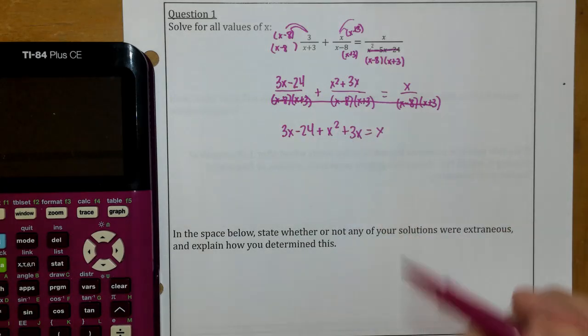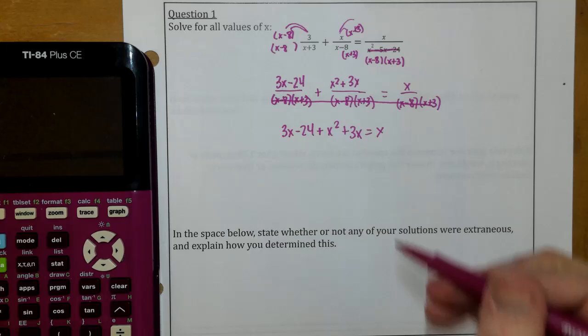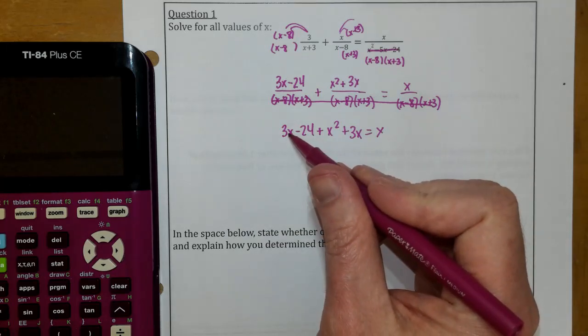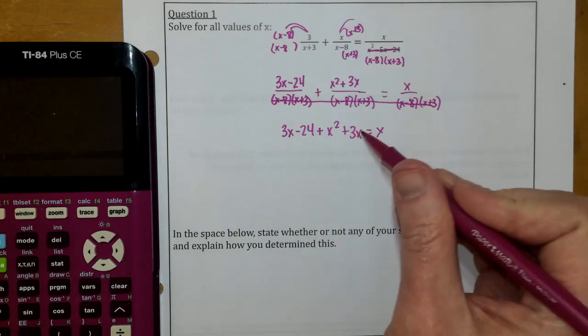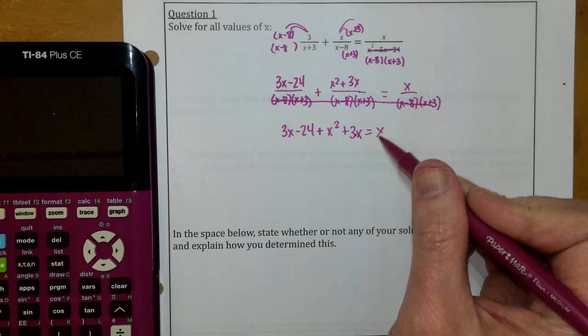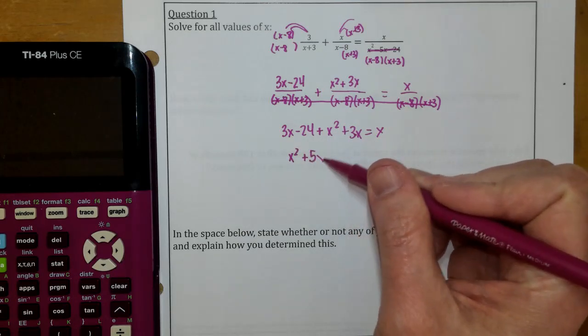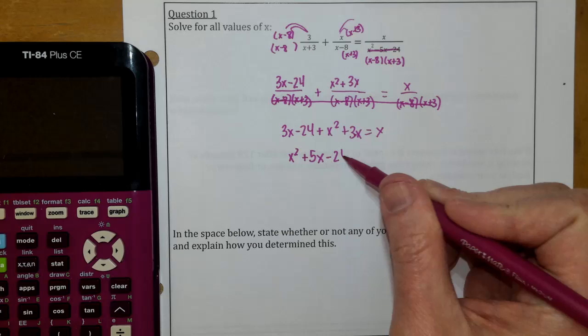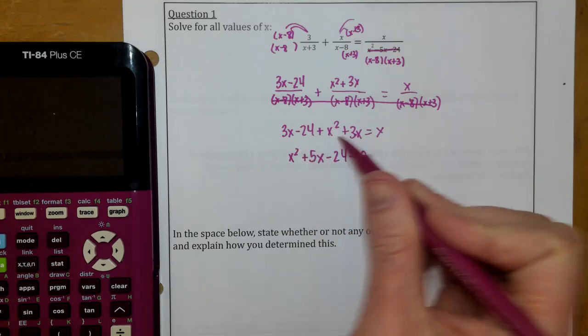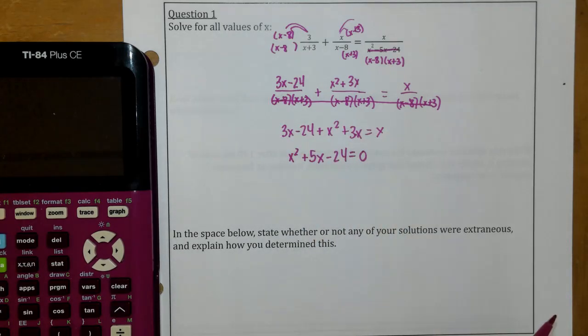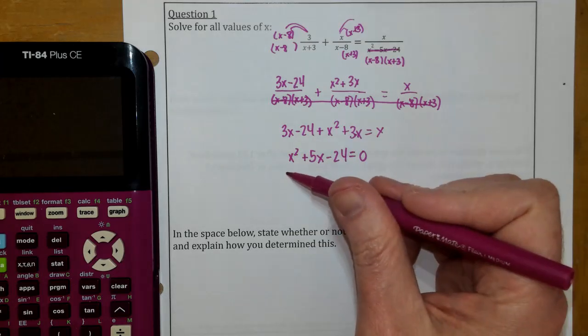When I see a squared, I know I'm going to make it equal to 0, so I can use factoring or the quadratic formula. So let's combine like terms over here. We have 3x and 3x, which is 6x, but when I move this x over here, it'll be plus 5x, and then minus 24. So combining like terms and getting everything on the left ends up with x squared plus 5x minus 24.